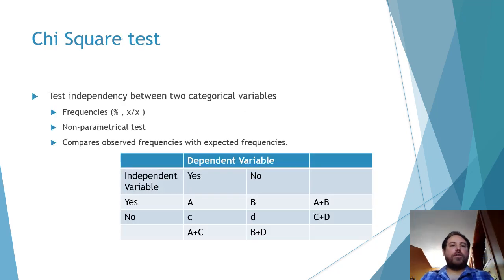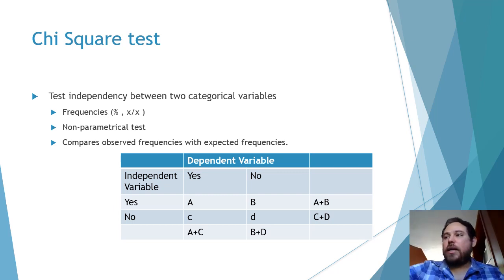Okay, the chi-square test is a test in dependency between two categorical variables, which we have seen now. The categorical variables are often described in frequencies, percentages, or fractions, okay? It's a non-parametrical test and compares observed frequencies with expected frequencies. What do we mean with this last sentence? What is observed frequencies with expected frequencies?